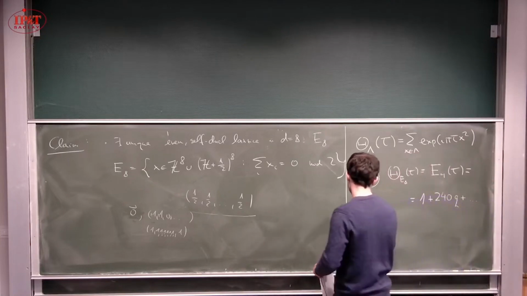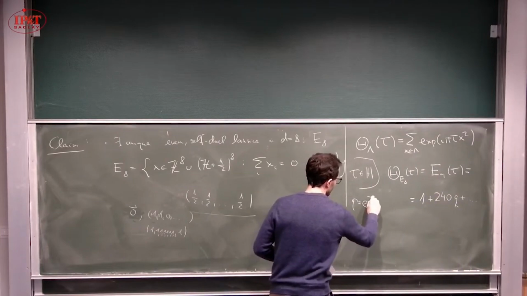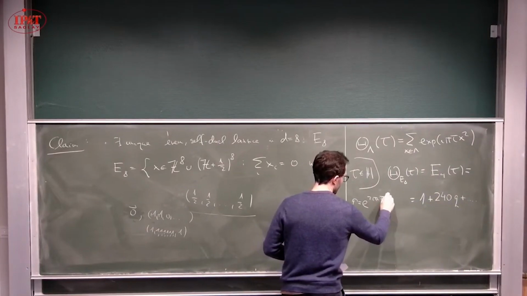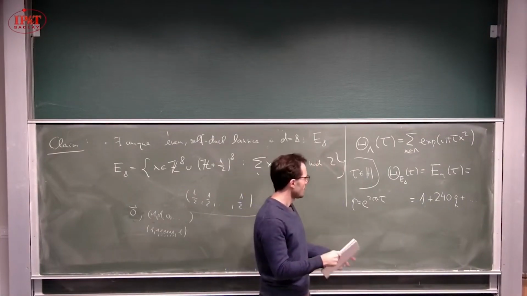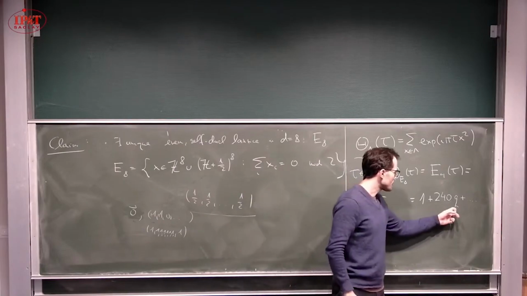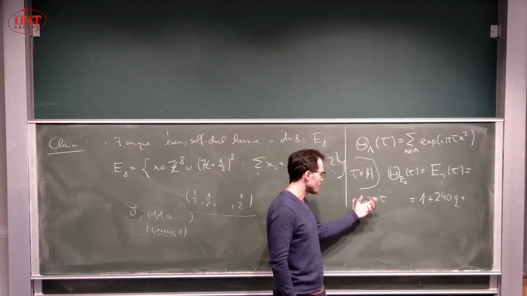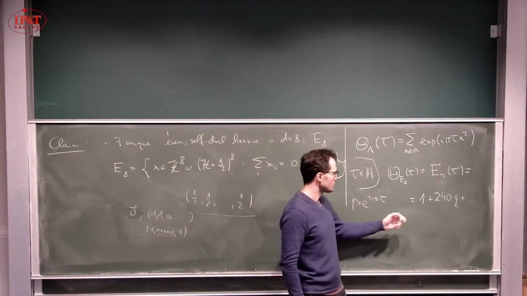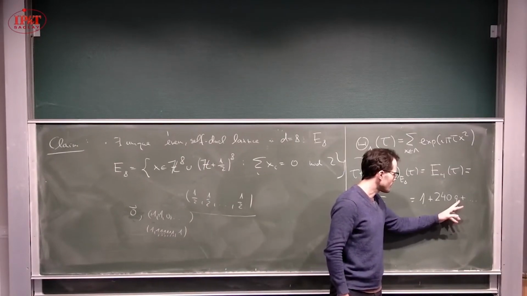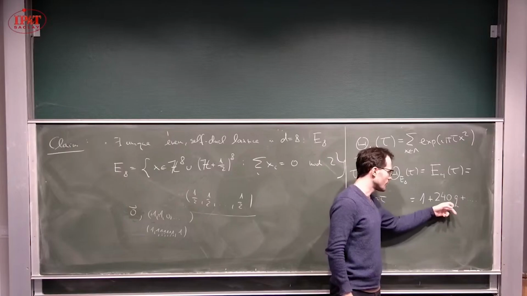Okay, this q, what is the q? Q is e to the 2 pi i tau. So the powers of q count the norm squared divided by 2. These are the lattice vectors of length 2. There are 240 of them.